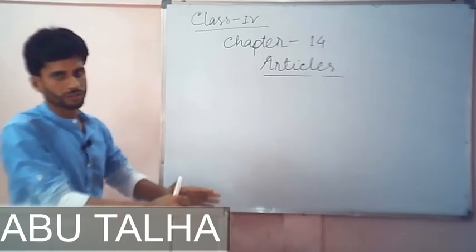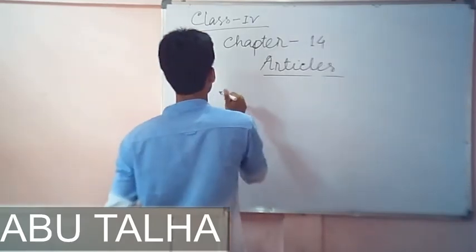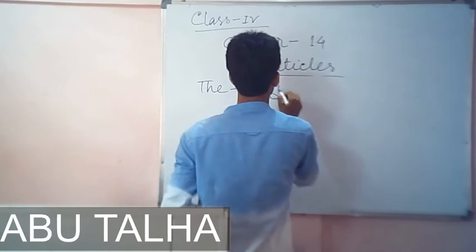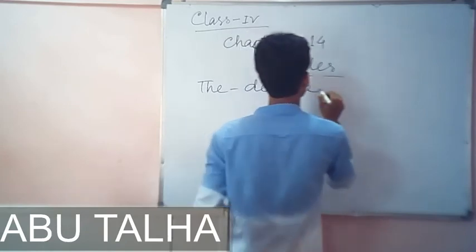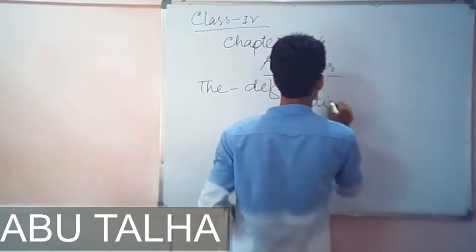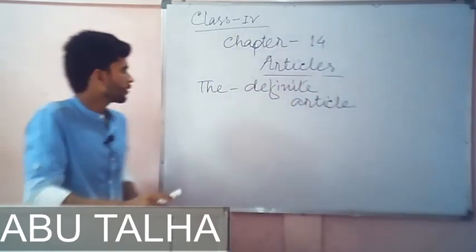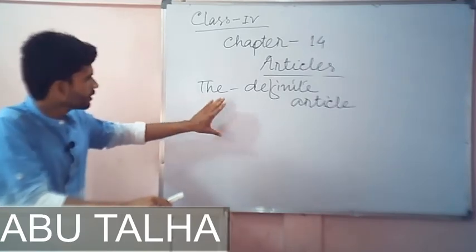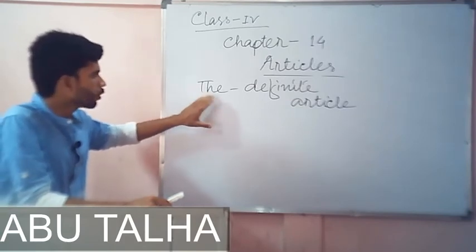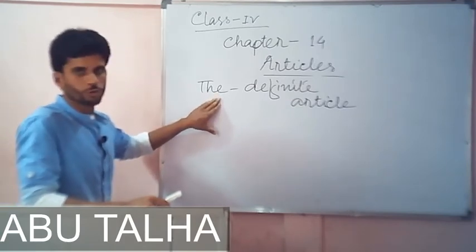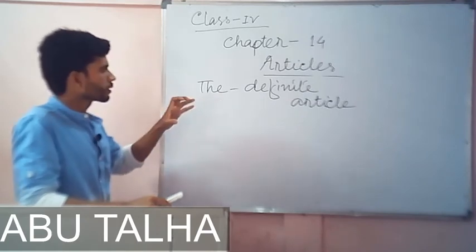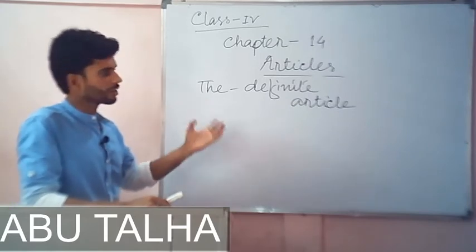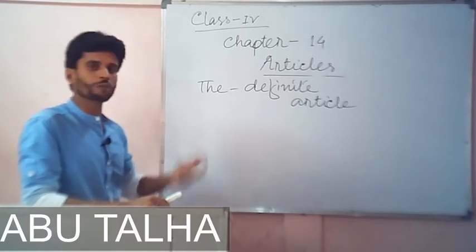Now we are going to the next one, that is the definite article, The. So why is it called the definite article? Because this 'the' denotes or refers to a specific thing or a particular thing. The denotes or refers to something which is one of its kind.